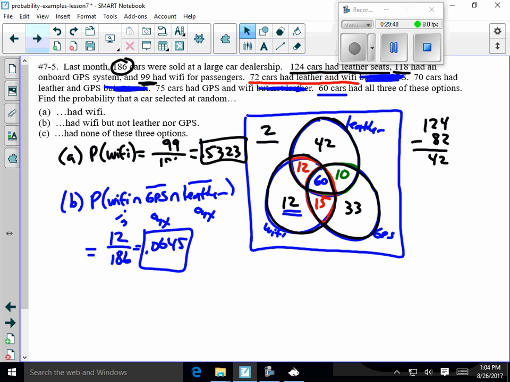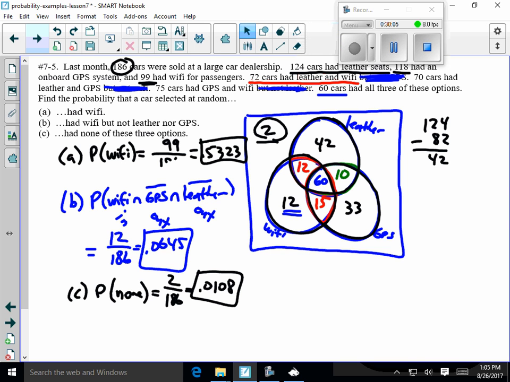Okay, and then the last one says we want to find the probability that we have none of the options at all. And so we said there's only these two outside of everything out of the 186. And that turns out to be 0.0108.